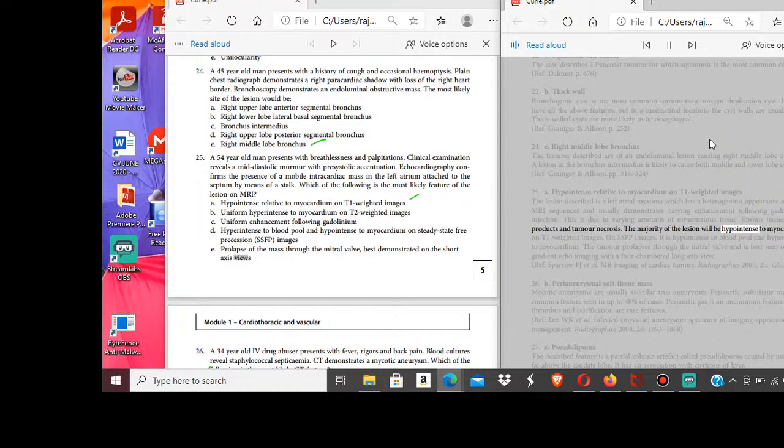The majority of the lesion will be hypointense to myocardium on T1 weighted images. On SSFP images, it is hypointense to blood pool and hyperintense to myocardium. The tumor prolapses through the mitral valve and is best seen on cine gradient echo imaging with a four-chamber long axis view. Ref. Sparrow PJ et al. MR imaging of cardiac tumors. Radiographics 2005; 25: 1255-1276.